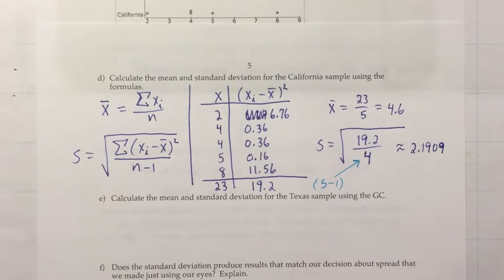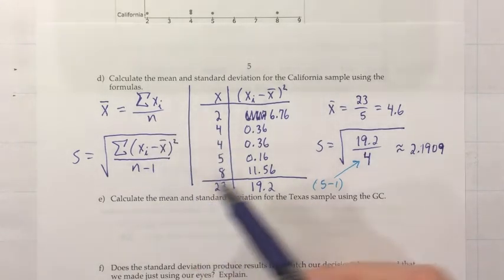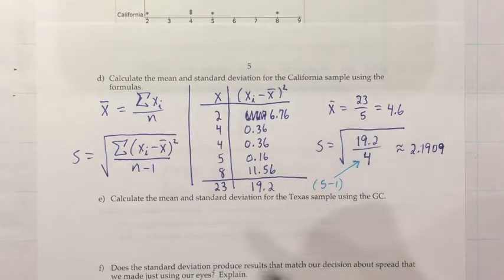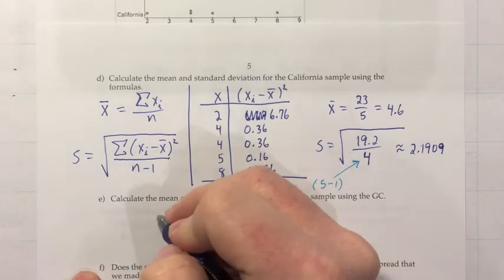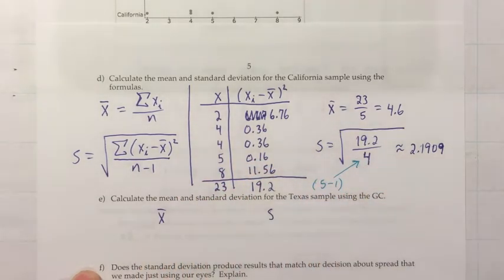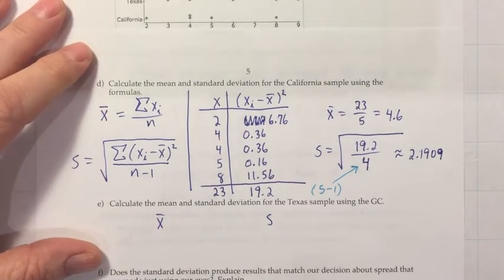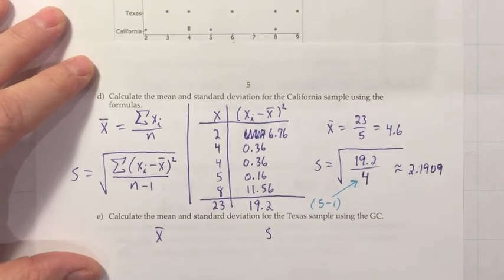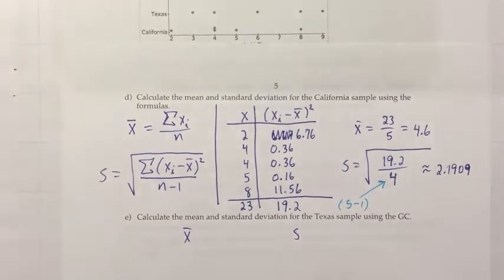Alright, so now they want us to calculate the mean and the standard deviation for the Texas sample, but this time they want us to use the graphing calculator, which is nice because if we do that, we can have the calculator basically do all of this work for us, and the only thing we'll need to write down is X bar and S, and we can go just straight to those answers without really having to do any work on our own in terms of tables and formulas. So let me show you that by bringing in the calculator.